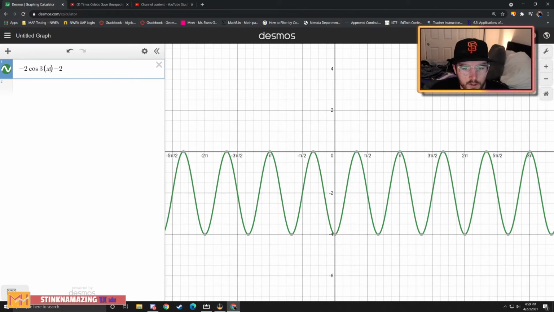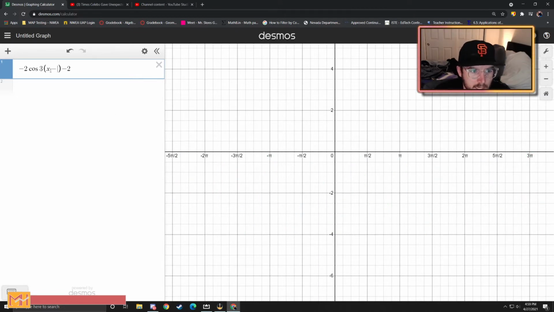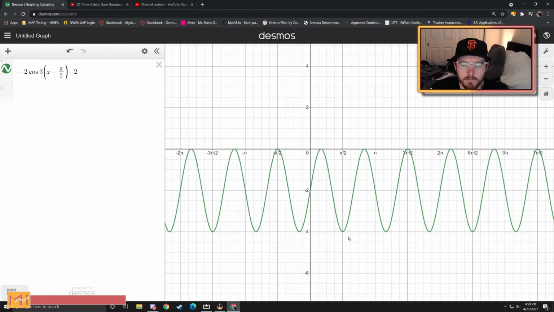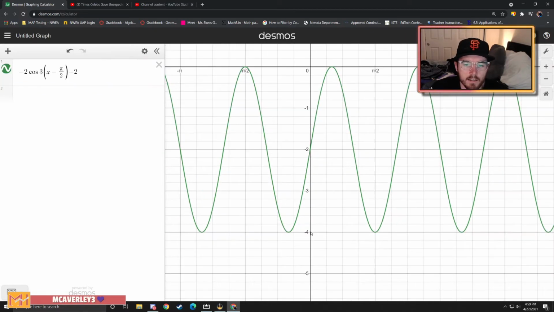But watch how it moves to the right. This point right here is going to move to the right a little bit. Minus pi over 2. Right here at pi over 2. Because this point was here, right? And now it moved over. See how the function has been shifted?